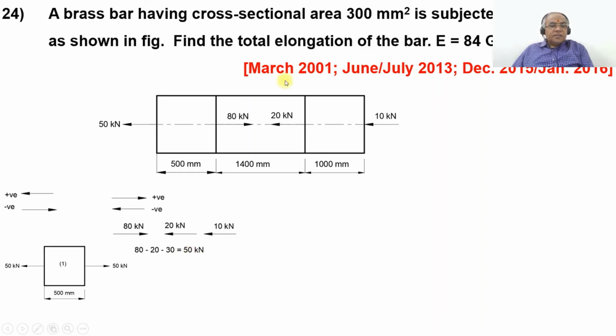So in the first segment, you will have a tensile load of 50 kilonewton on one side and similarly 50 kilonewton on the other side, having a length of 500 and a cross-sectional area of 300 mm square.